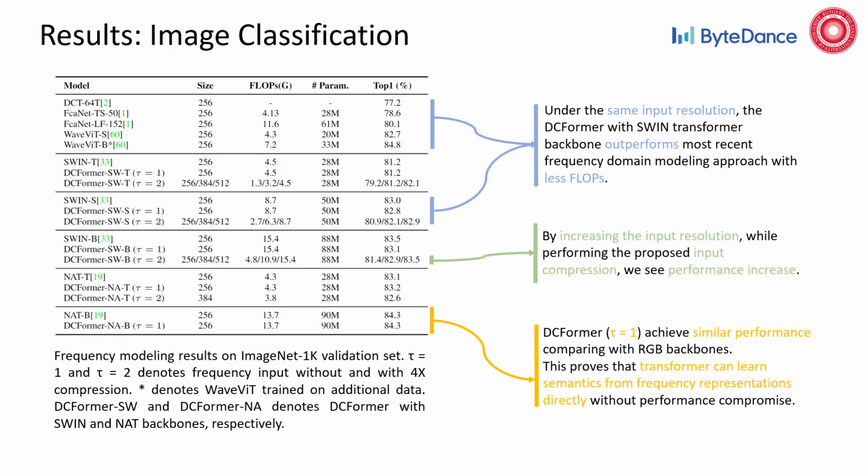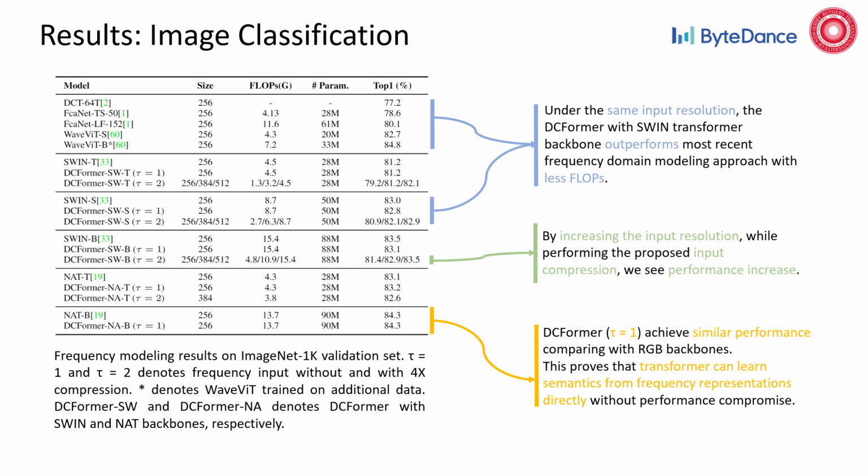We conduct experiments on multiple datasets and various tasks. We show a few results here, and please refer to the paper for details. On ImageNet classification tasks, the DCFormer outperforms the previous frequency domain-based approaches by a significant margin with fewer FLOPs, as shown in blue, benefiting from the proposed frequency domain compression. By increasing the input resolution while performing the input compression, we see performance increase, as shown in green.